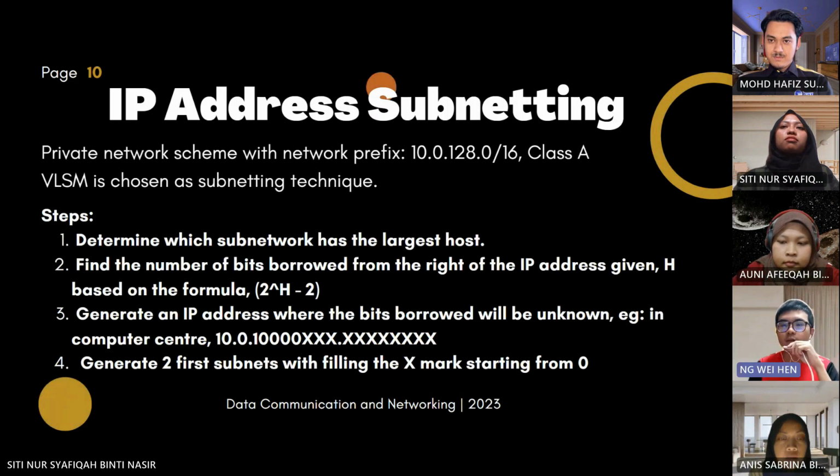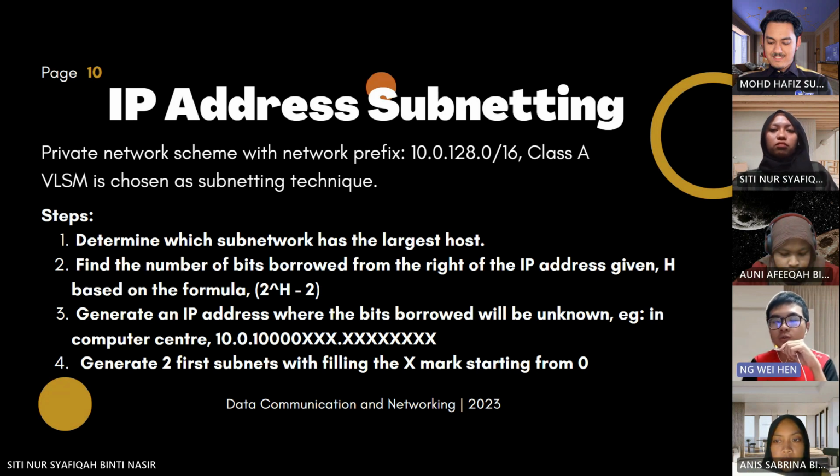So now I will explain how we do the subnetting for this project. First of all, given that we have a set private network, which is 10.0.128.0 with a subnet mask of /16, it is a class A IP address, and hence we decided to use VLSM. The reason we use VLSM, variable length subnet mask, is that it is more flexible to set the number of hosts and prevents wastage.